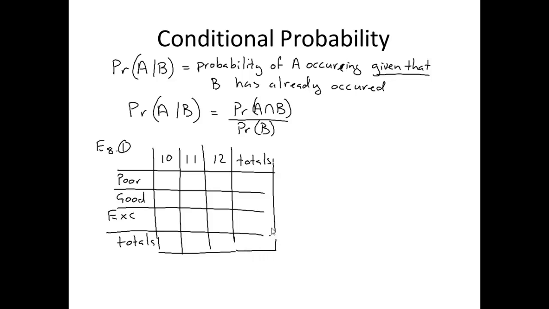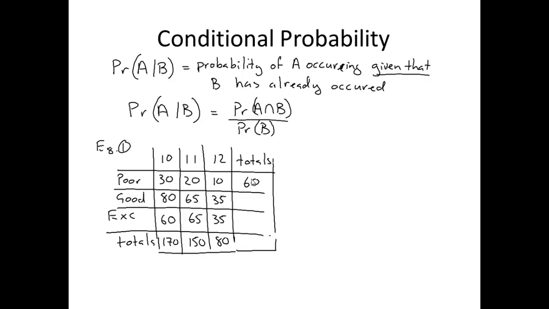So there are 30 kids in year 10 that thought the canteen was poor, 80 thought it was good, and 60 thought it was excellent. And that gave a total of 170 kids in year 10. 20, 65, 65 gives me a total of 150 kids in year 11. And 10, 35, 35 gives me a total of 80 kids in year 12.